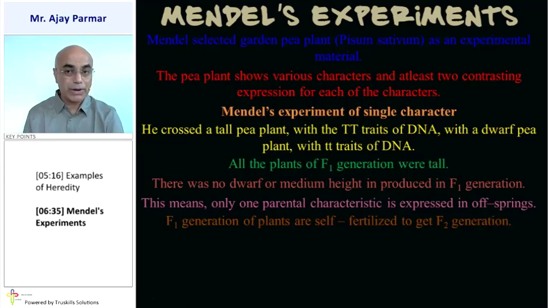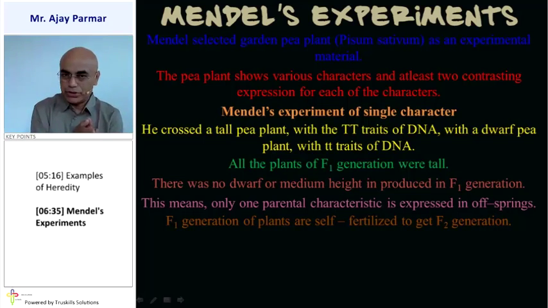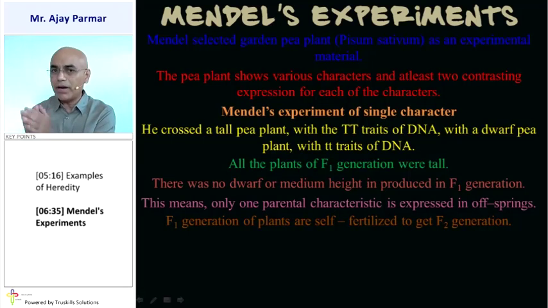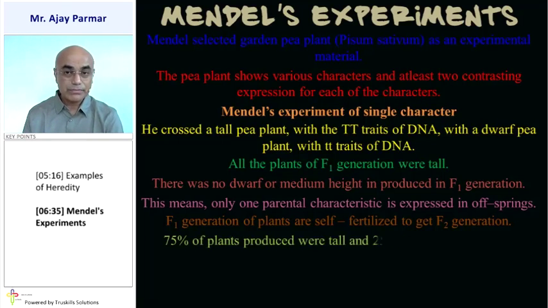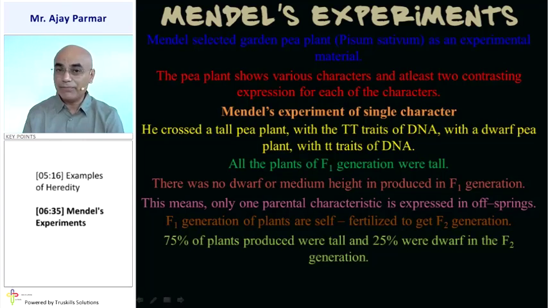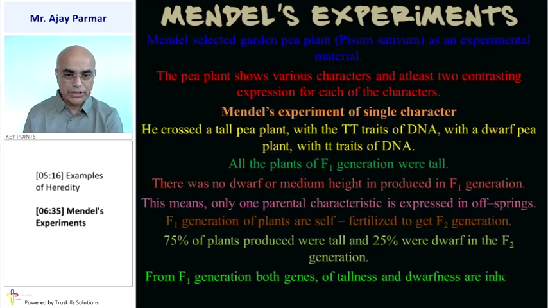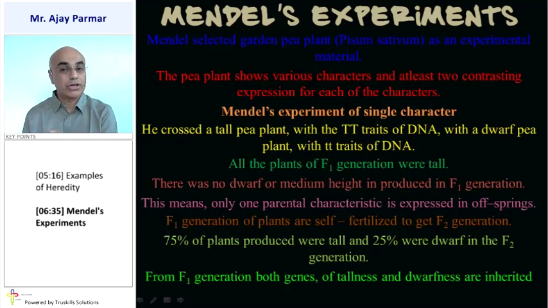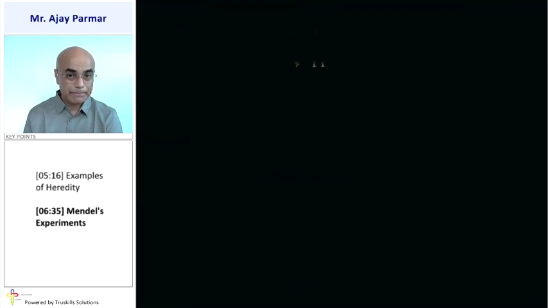So F1 generation of the plant, when they are self-fertilized, that means a particular plant of F1 generation crossbred with another particular plant of the F1 generation, that means F1 cross F1, then we get F2 generation plants. He found out that 75% of the plants were tall and 25% of the plants were dwarf in this F2 generation. So from F1 generation, both the genes, that is of the tallness and of the dwarfness, were inherited.